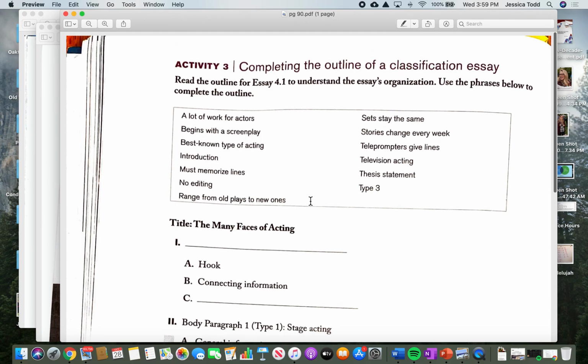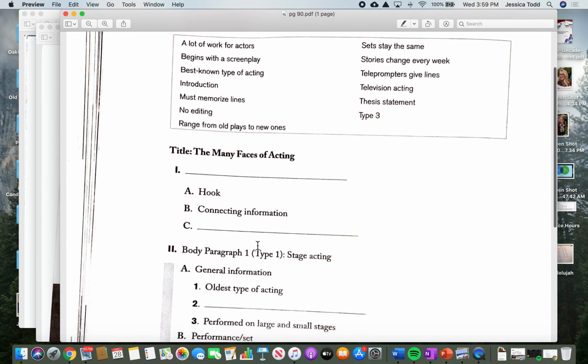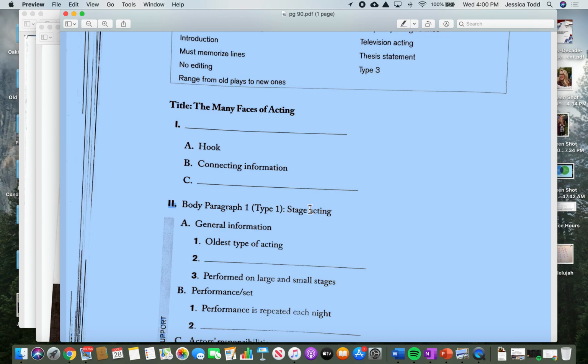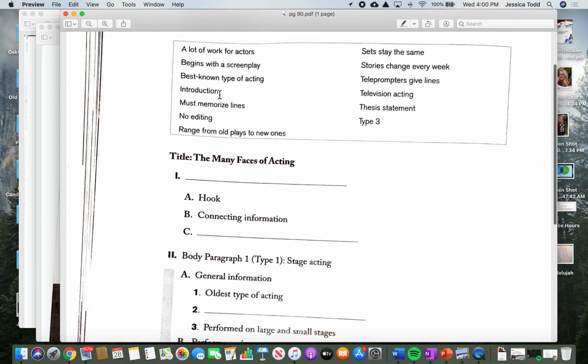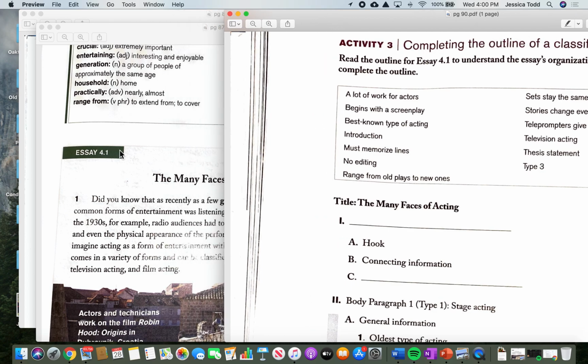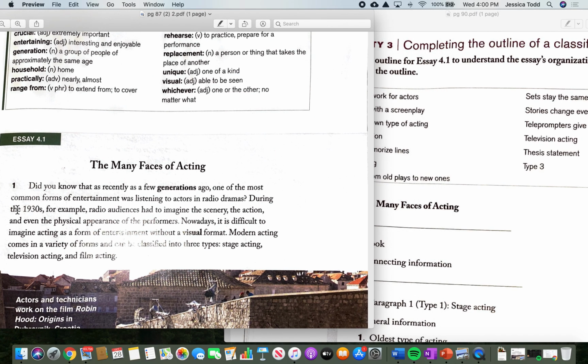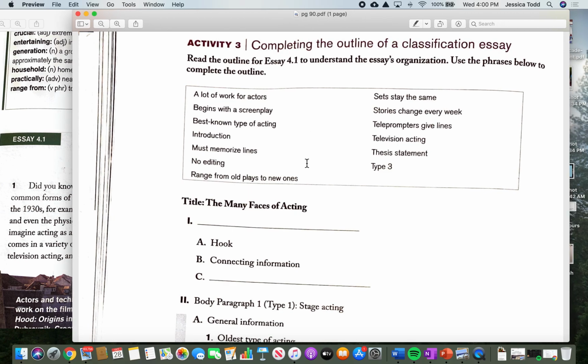So the first thing we're going to look at is the different paragraphs. This says body paragraph 1, and it is about stage acting. What is the paragraph that comes before body paragraph 1? Well, let me go ahead and look back here. This is going to be the first paragraph. What do we call this first paragraph of an essay? Does anyone remember? If you're not so sure, you can take a look at this box, and remember we're going to choose words from this box to put in the outline. So let's see. It's not the conclusion.